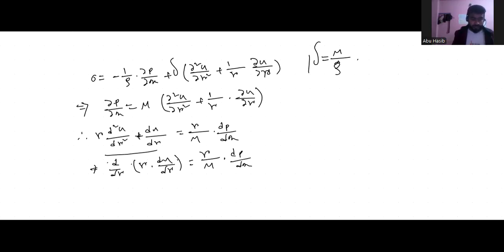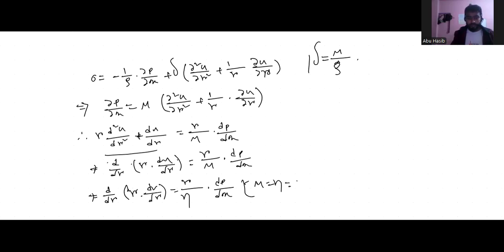Then d/dr of r dv/dr is equal to r by eta into d/dx of p, where mu is equal to eta, the viscosity, and u is equal to v, the velocity. So this is the Navier-Stokes equation.